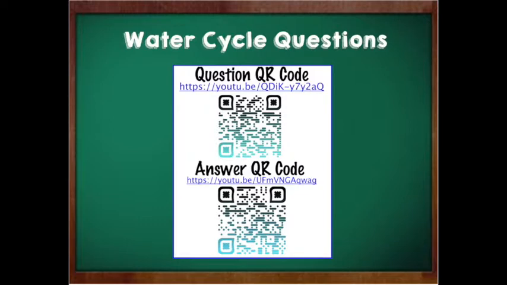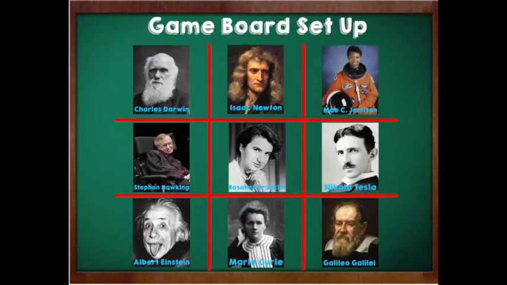The wonderful thing about this game is that the teacher can change the questions to match the unit or lesson the class is working on. My questions are about the water cycle. The player will shuffle the cards and place the top 9 cards in the tic-tac-toe board. It will look just like this.